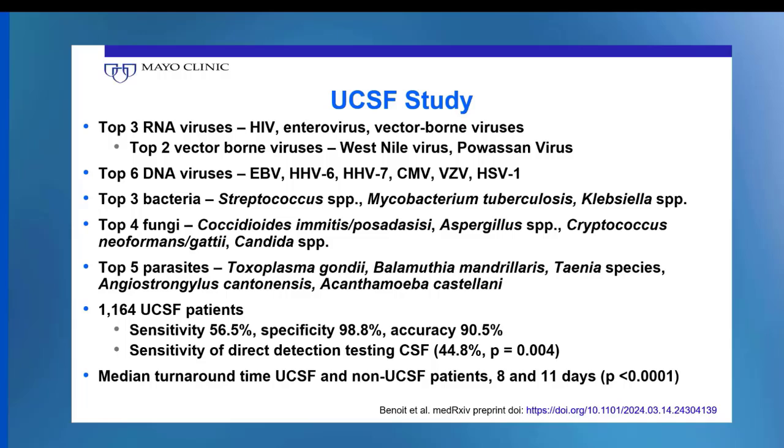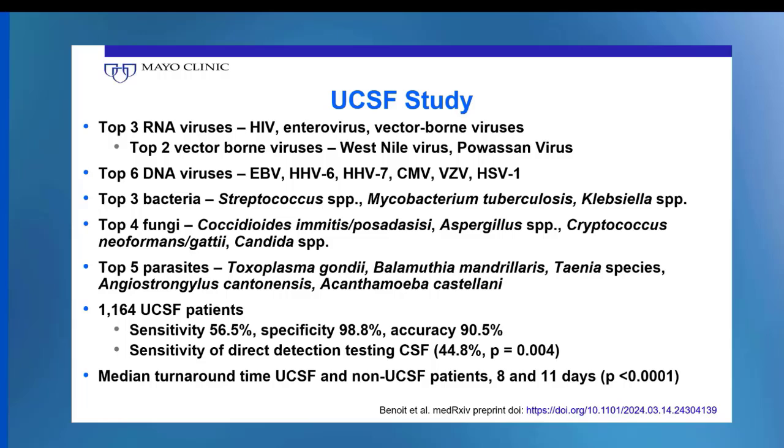I know some of you had questions about sensitivity and sensitivity compared to other diagnostics. So they actually looked at that in their UCSF patients, and they compared the sensitivity of the metagenomic sequencing approach to whatever was ordered clinically to diagnose central nervous system infection. And overall, the metagenomic sequencing assay had a sensitivity of 56.5%. The specificity was 98.8%. And again, you might wonder why the sensitivity is not 100%.